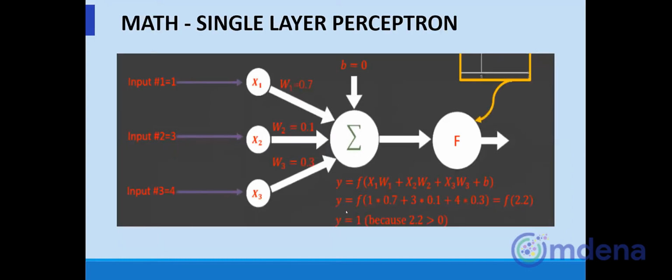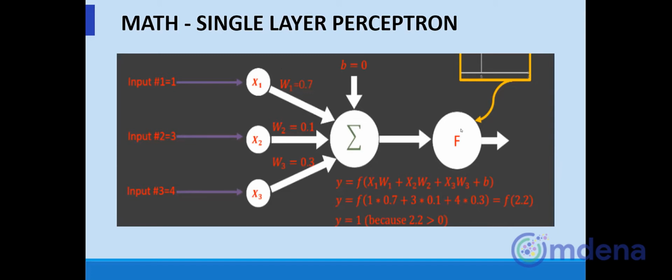When you see an example of the math behind this single layer perceptron, you can see the inputs that are being fed. So 1, 3, 4 are your inputs. Each feature has a weight associated with it, and each is multiplied by that weight. The bias here is 0. Usually the bias can be a little bit greater than 0 as well, basically between 0 and 1. Even the weights will be between the values of 0 and 1.